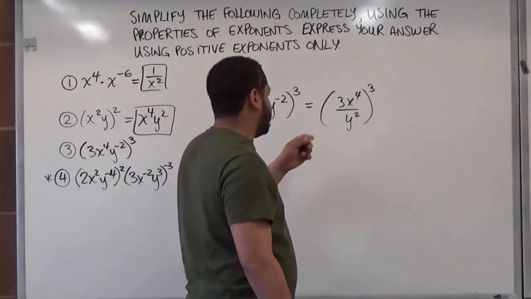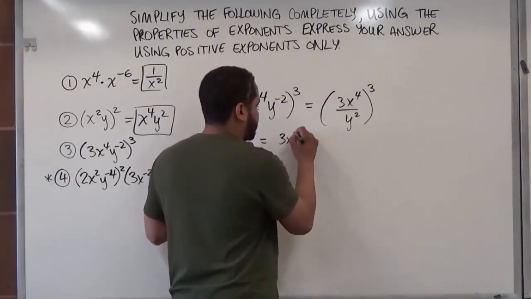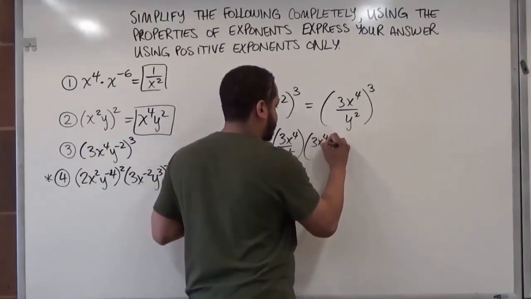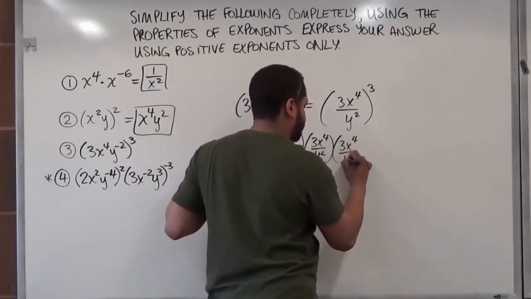And in this case, we're expanding this 3 times. So we get 3x to the 4th over y squared, 3x to the 4th over y squared, and 3x to the 4th over y squared.